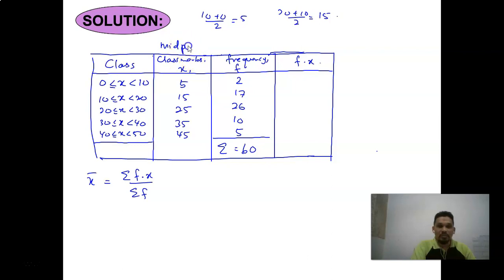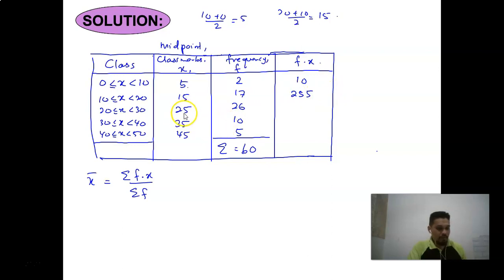Class marks, or another term, midpoint, is the X here. 10 plus 5 divided by 2 is 5. 20 plus 10 equal to 30 divided by 2, 15. 15 is a midpoint between 10 and 20. Okay, then 5 times 2 equal to 10. Then 15 times 17 equal to 255.